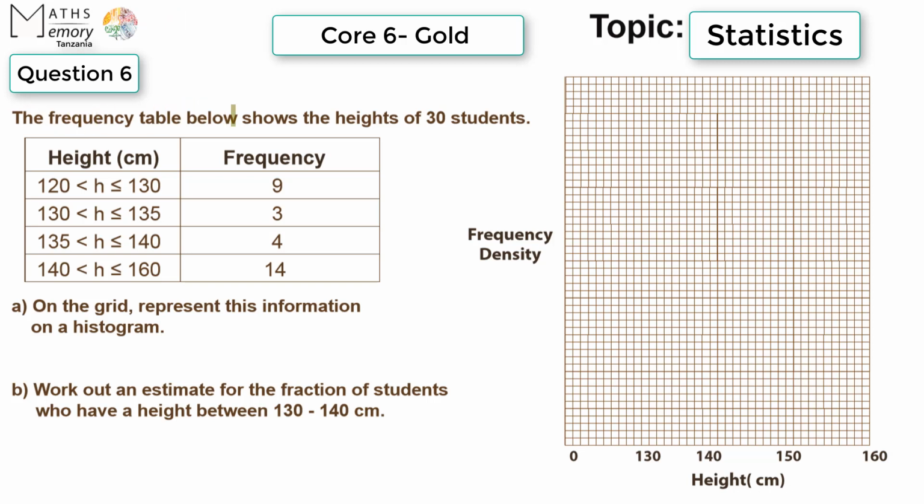So the frequency table below shows the information of the heights of 30 students. So 30 represents the total frequency in this question, and we're dealing with different height group intervals over here, 120 to 160. Now these are called class intervals. So 120 to 130 is one class interval. And we always have 2 columns when we deal with a histogram: the height being one column, or the topic, and frequency being the second. That's how you recognize this.